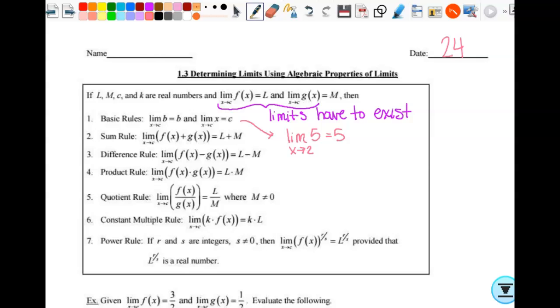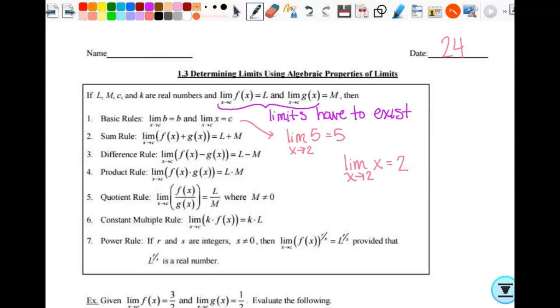It's so easy that it might seem wrong. And then this one, if I have the limit as x approaches 2 of x, this is one where you really just substitute it in. You substitute in the 2 and your answer is 2. So b has to be a real number also. That's super basic, but those things are true.